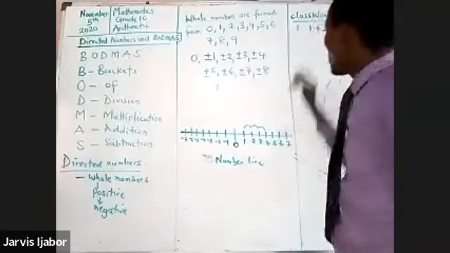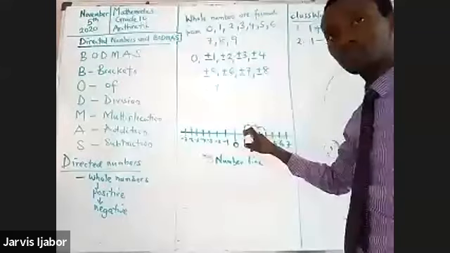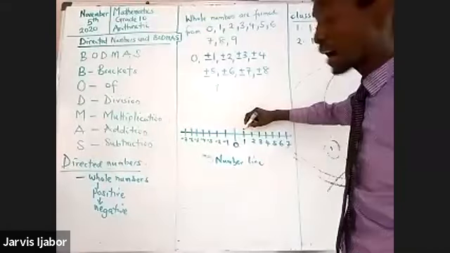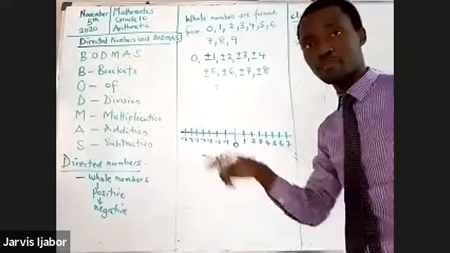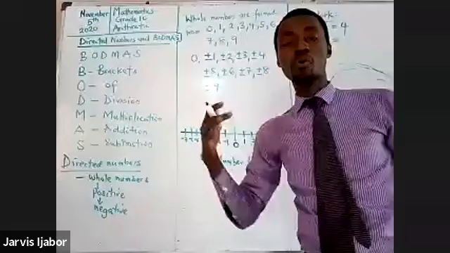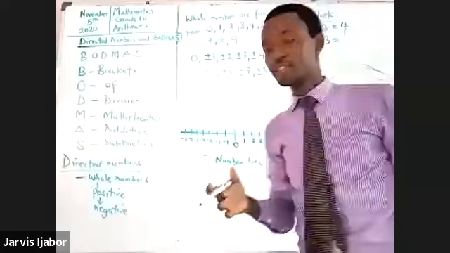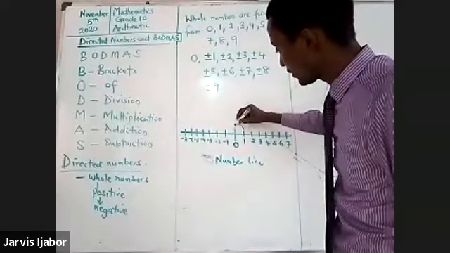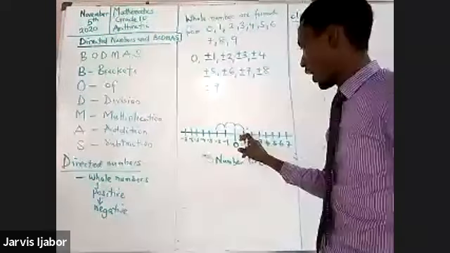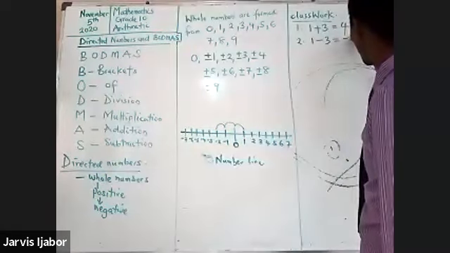Is that not? But what about if I now say 1 minus 3? It means start from 1, move 3 steps backwards. The minus means go to your left. So to use your number line, you must understand that plus will mean go to your right, minus will mean go to your left. So we go from here, 1, 2, and 3. So what's the answer? Negative 2.